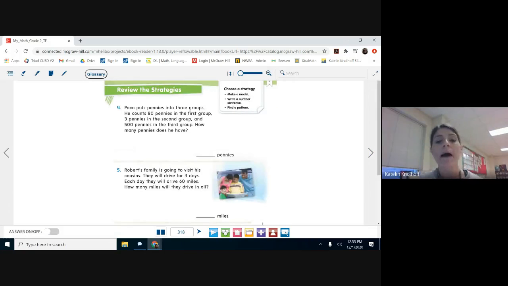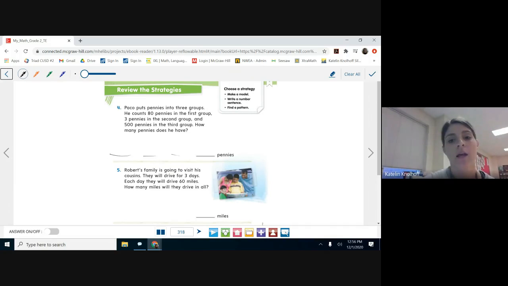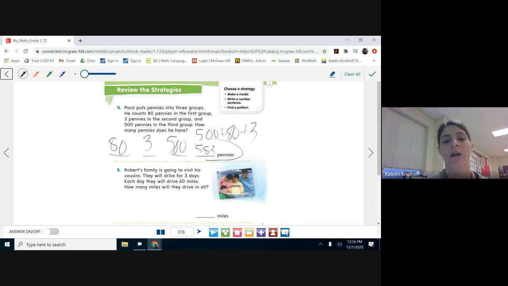Okay, number 4. Paco puts pennies into 3 groups. So we're going to draw our 3 groups. He counts 80 pennies in the first group, 3 pennies in the second group, and 500 pennies in the third group. They want to know how many pennies he has. It looks kind of silly like this, but this is actually our expanded form that we talked about yesterday. So if I would write it correctly, 500 plus 80 plus 3, that's my expanded form. And now I'm going to put it together to find out how many pennies he has. So 500 plus 80 plus 3 is 583 pennies.